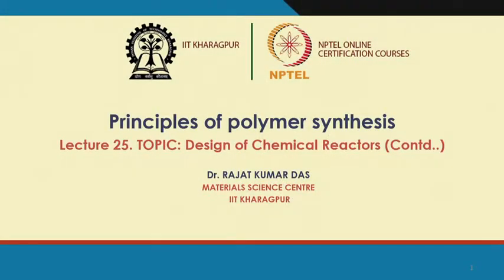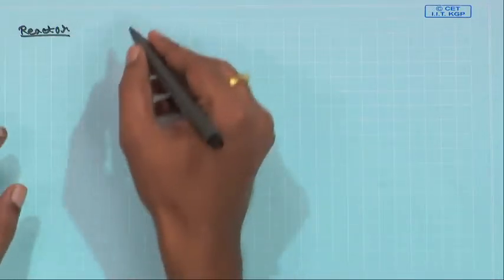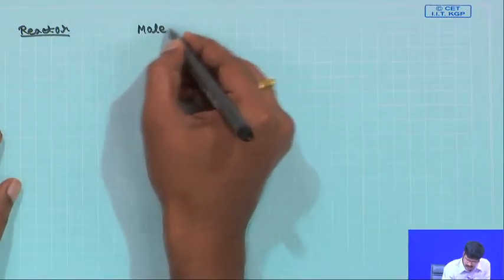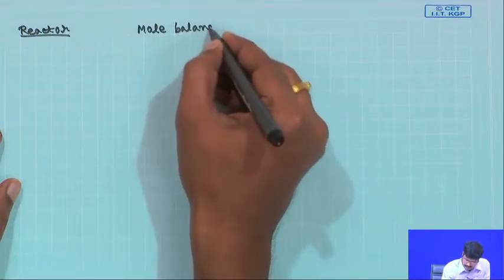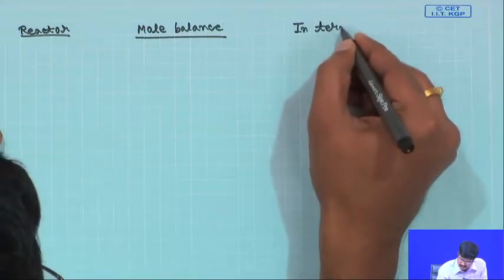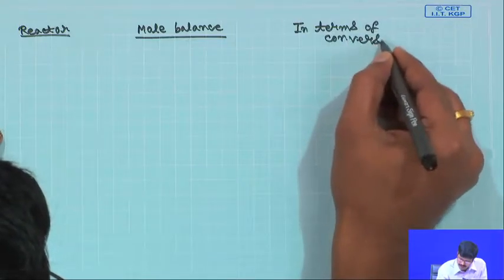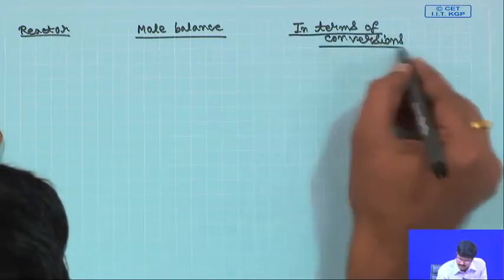So, let me first start by summarizing what we already know. The topic is the same, design of chemical reactors, that we are continuing. The theme is the same for this particular week, and so let me write down this simplified summary of whatever we have understood until now: reactor, mole balance, and then in terms of conversion. This is at the heart of all the discussions that have gone on this week.